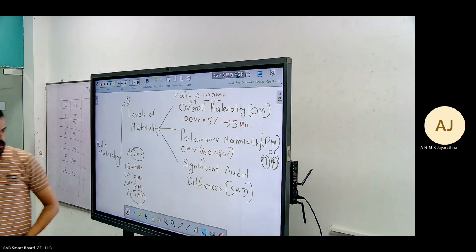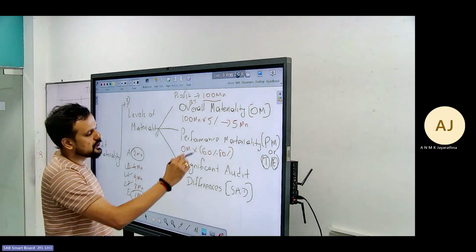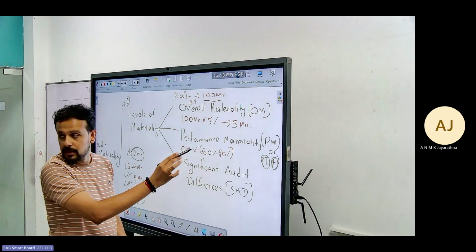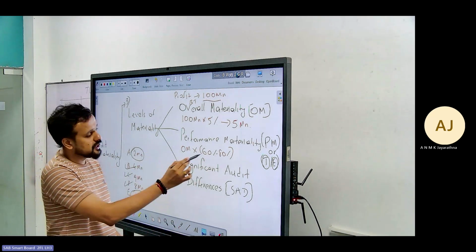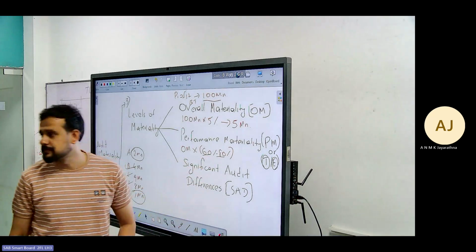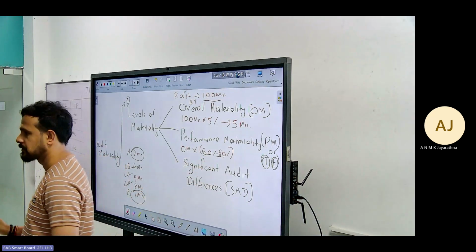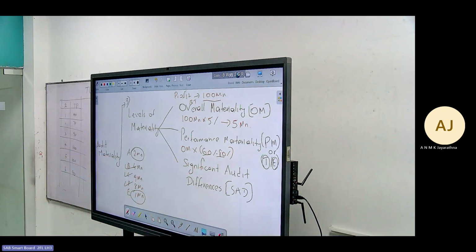Okay. That's why we compute another lower level of materiality called performance materiality. Then why is this 60 to 80? That's a range. It is not hard and fast to take 60% or 80%. You can take any percentage in that range to compute the performance materiality level. It's like this.